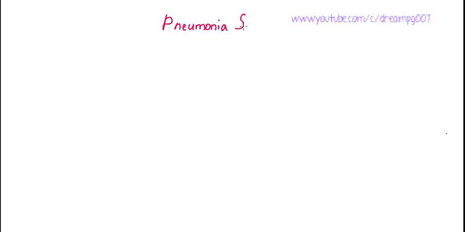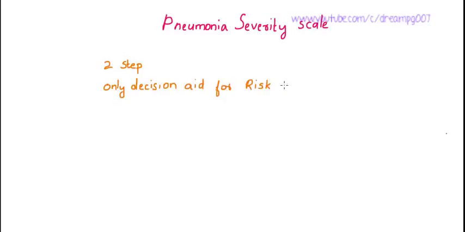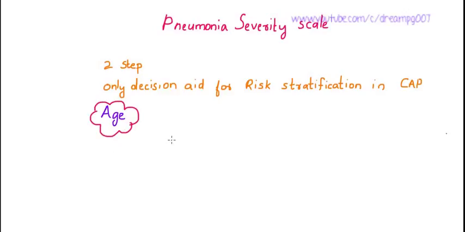Pneumonia severity scale is a very complex scale that is used to assess the severity of pneumonia. It includes two steps and it is the only decision aid for risk stratification in community acquired pneumonia. And the most important factor inside this pneumonia severity scale is age of the patient.